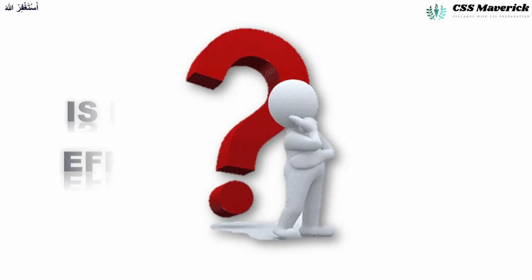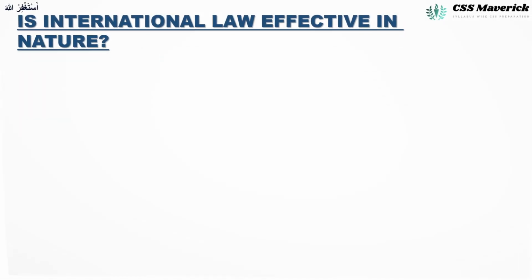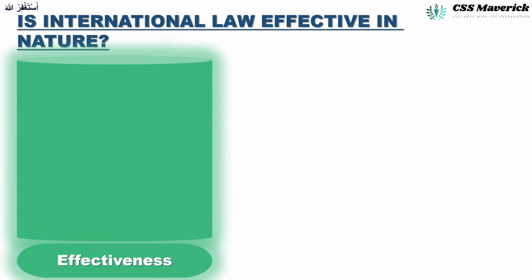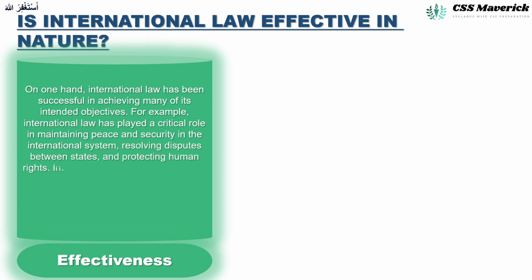Now coming over to the gist of this topic: is international law effective in nature? International law is generally considered to be effective, but its effectiveness can vary depending on the specific context and the issues it is being applied to. On one hand, international law has been successful in achieving many of its intended objectives. For example, international law has played a critical role in maintaining peace and security in the international system, resolving disputes between states, and protecting human rights.